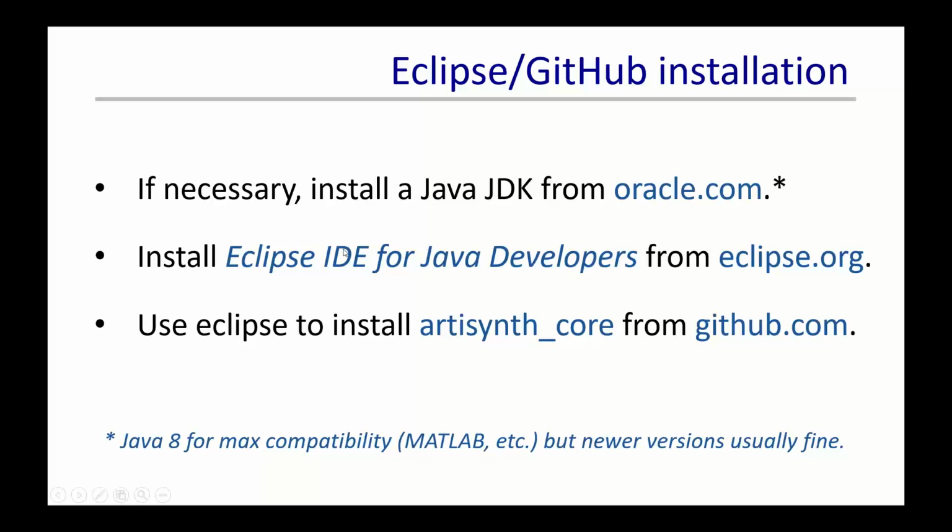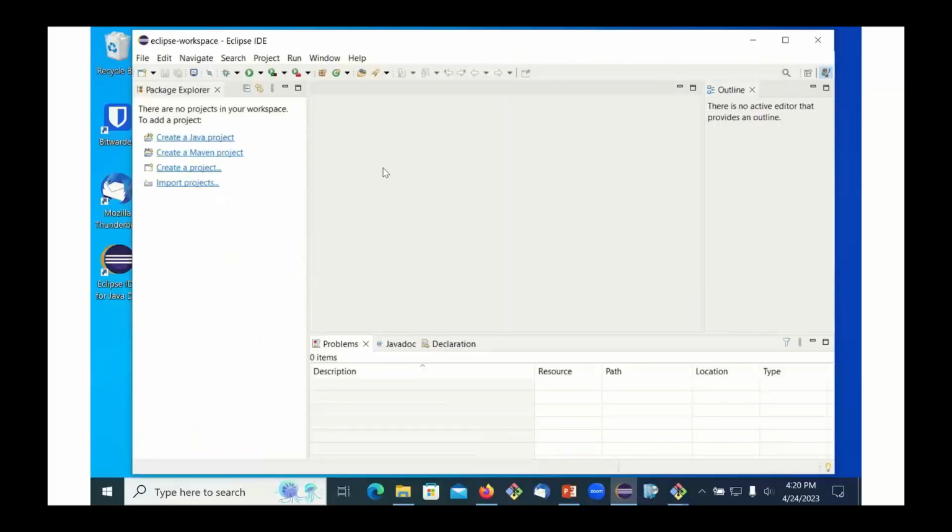And then you can install the Eclipse IDE. IDE stands for Integrated Development Environment. This is an application that lets you create Java programs, compile them, and run them. And you install that from eclipse.org, and that's relatively easy to do. And let's assume that if you have done that, then you can install ArtiSynth Core from GitHub, and that is relatively easy to do, as I'm going to show now in this screen capture.